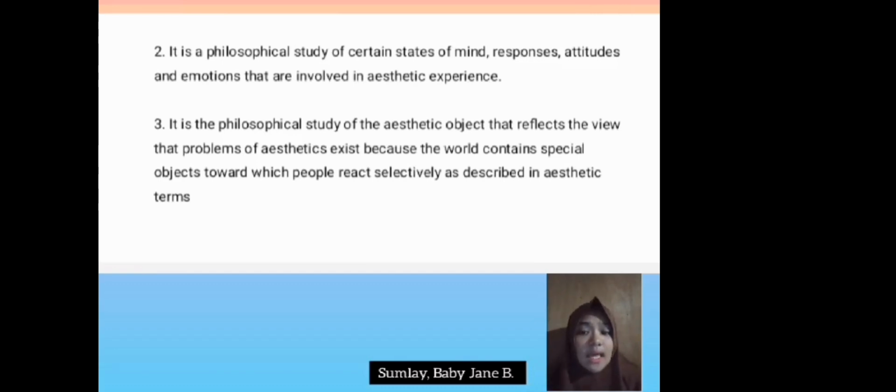Number 3. The philosophical study of the aesthetic object. This approach reflects the view that the problems of aesthetics exist primarily because the world contains a special class of objects towards which we react selectively and which we describe in aesthetic terms. In effect, the existence of such objects constitutes the prime phenomenon. Aesthetic experience should thus be described according to them, and the meaning of aesthetic concepts determined by them.